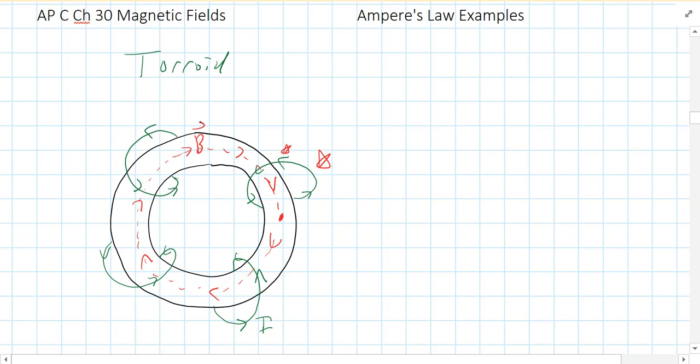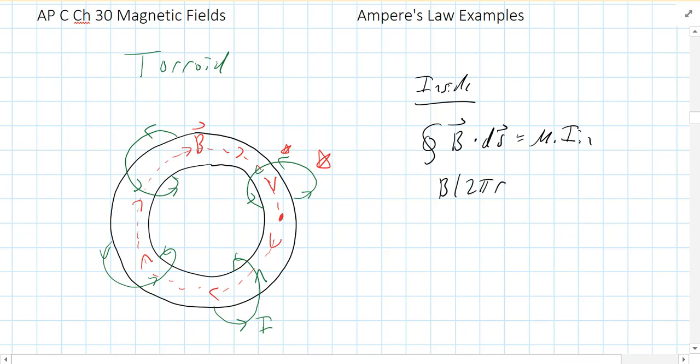All right, so how strong is that magnetic field? Well, let's use Ampere's law. Inside the toroid, you've got the closed path integral of B dot ds equals mu naught times I in. The path is B times 2 pi r. It's an easy path, a circle, and the radius of this is r. That equals mu naught times, what's I in?